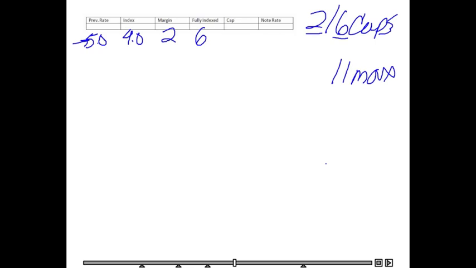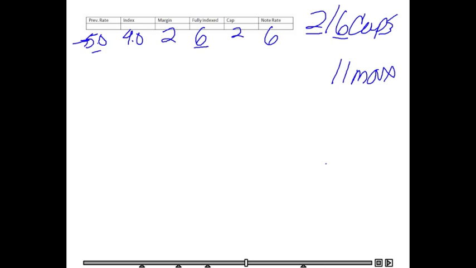So if we have an index of 4% and a margin of 2%, that gives us a fully indexed rate of 6%. Think of the fully indexed rate as the rate that the loan wants to adjust to if it possibly can. Now in this example, if we start with a note rate of 5% with our 2/6 caps, that rate can go up to 7 and down to 3. So our fully indexed rate, which is what the loan wants to adjust to, is within that range. With a 2% cap, we will adjust to 6%, and it can do so because of the caps.